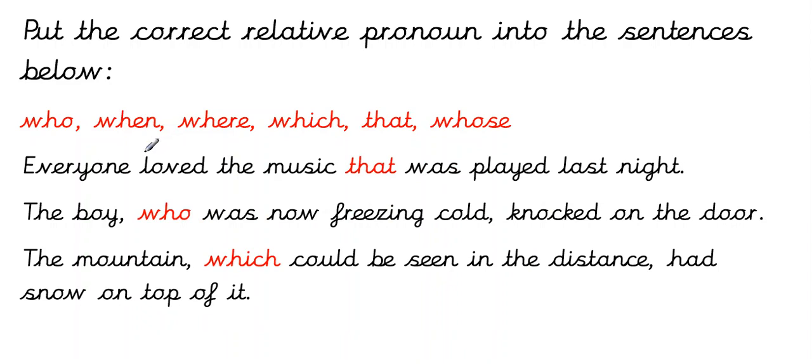Okay, so we've got: everyone loved the music that was played last night. The boy who was now freezing cold knocked on the door. The mountain, which could be seen in the distance, had snow on top of it. Now be careful when using that. This is the one that I think a lot of us get most confused with, and we tend to confuse it with the pronoun who. Okay? Remember, if you're talking about somebody, it can't be that, it's got to be who. Okay?